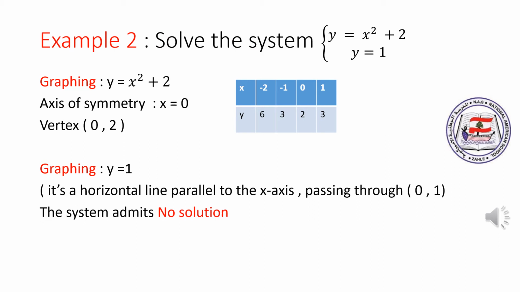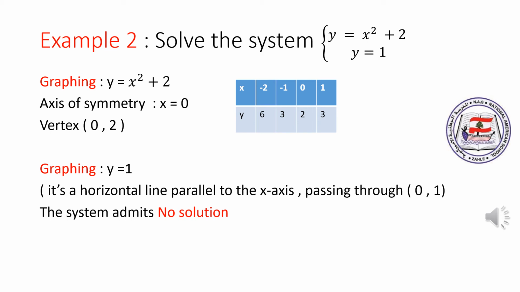Example 2, to solve the system of equations y equals x squared plus 2 and y equals 1. As previously said, we need to graph the quadratic function y equals x squared plus 2 by indicating the axis of symmetry and its vertex and taking random points on this graph. Then we graph the horizontal straight line of equation y equals 1. This equation represents a special line parallel to the x-axis and passing through the point (0, 1).